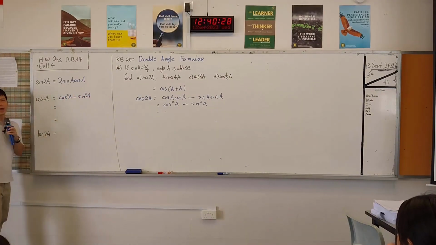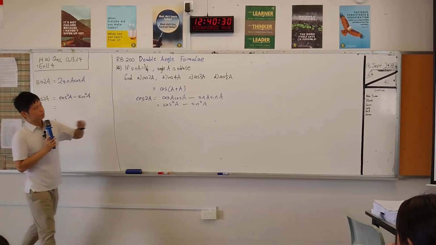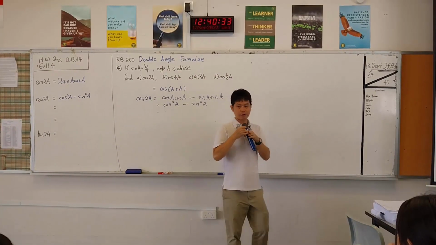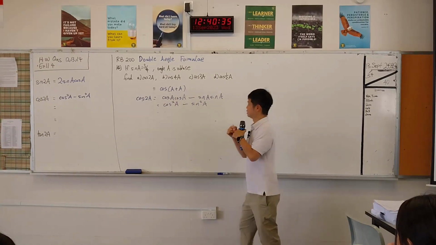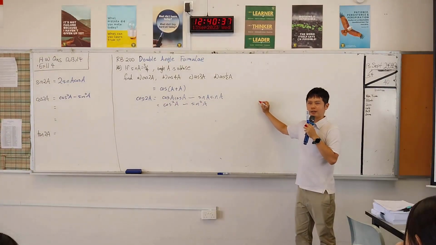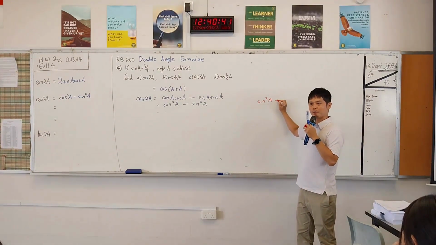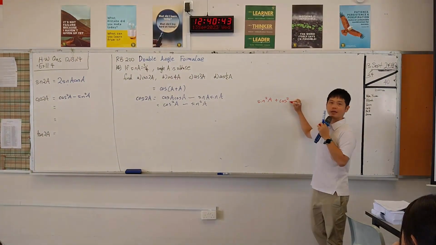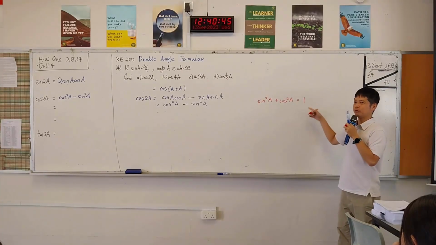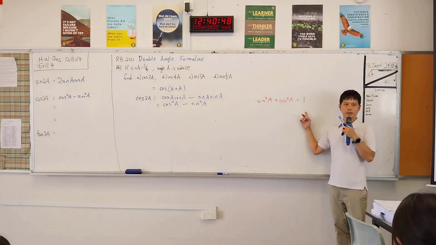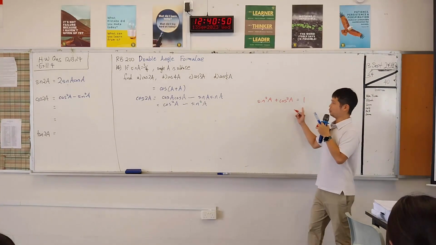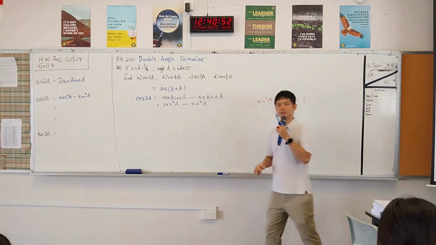Now the question is, why are there 2 more? Does this look very familiar to one other formula? Very, very familiar, right? Which is sine square A plus cosine square A equals 1, right? That was one of the identities we learned earlier. Now we are going to put this inside here.